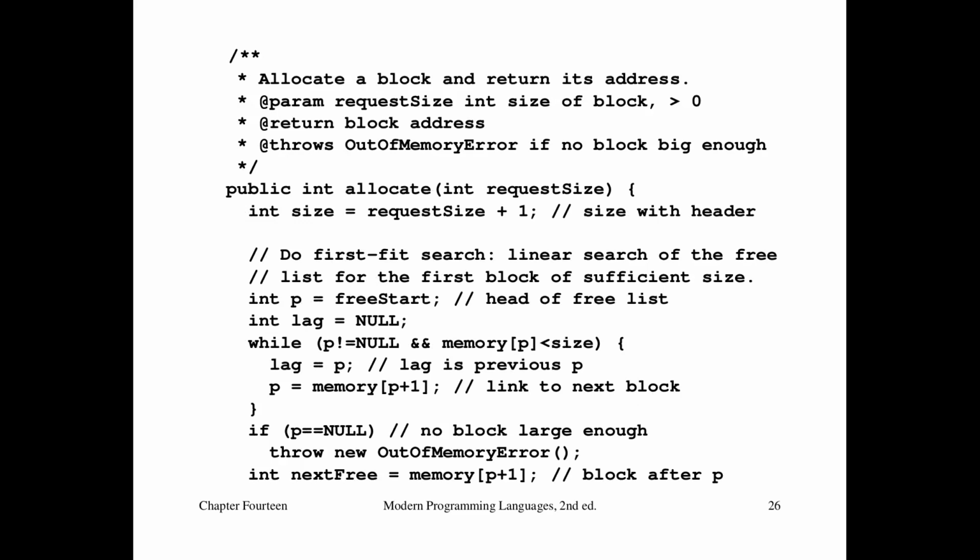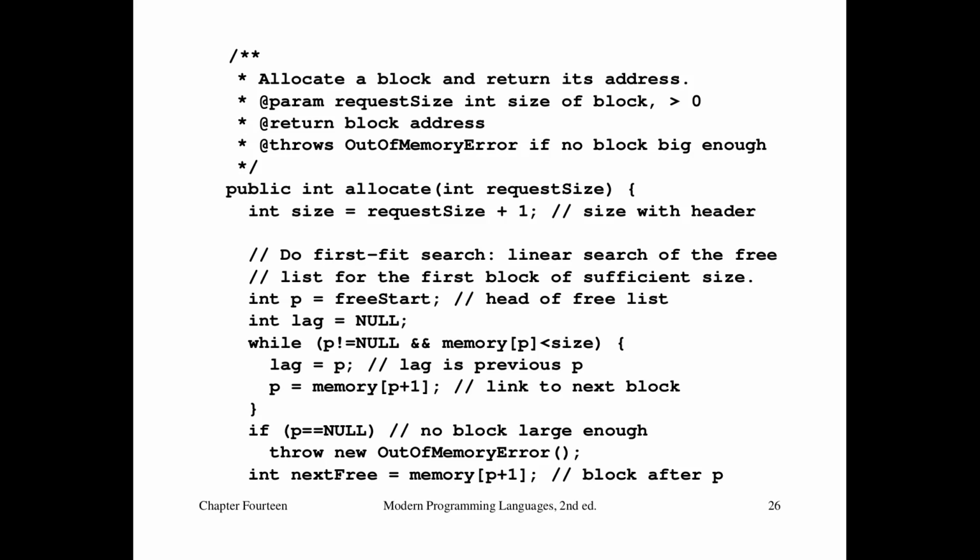So then we go ahead and allocate a block. If we want to do that, we have to have the size. That's all we need. Once we have the size, we check that the size is equal to the requested size plus 1, because it needs the extra place for indicating the starting location. And then we do a first fit search, so a linear search of the free list, looking for the first free block of sufficient size.